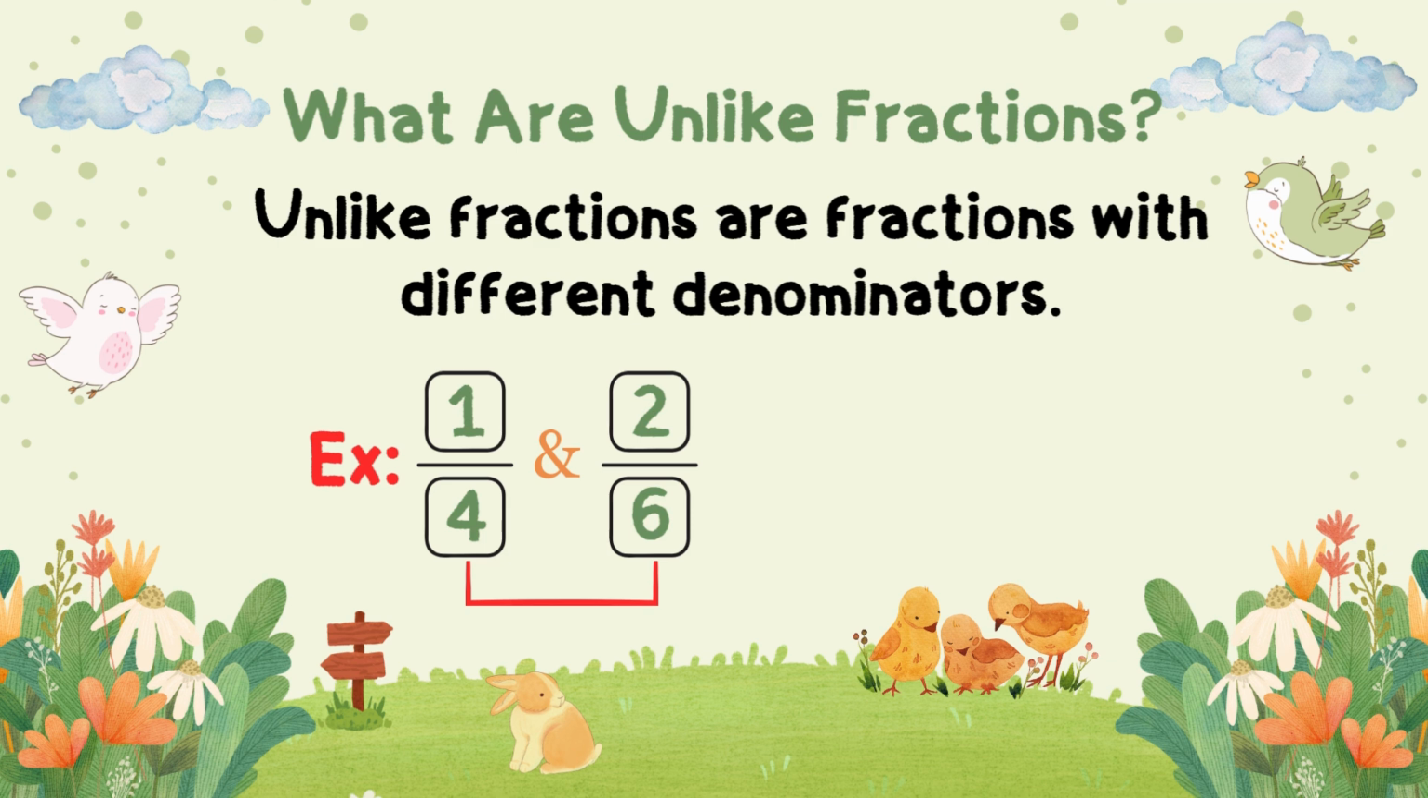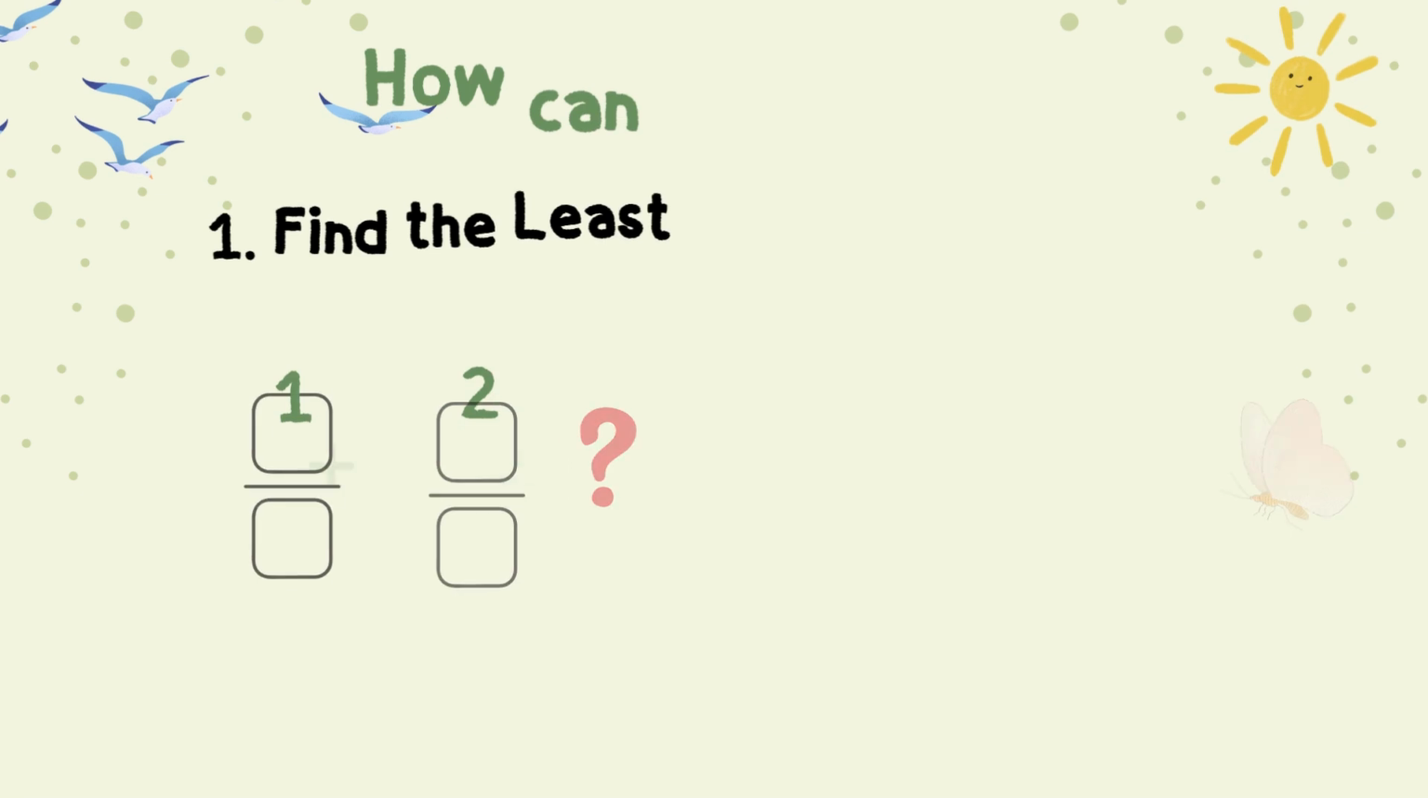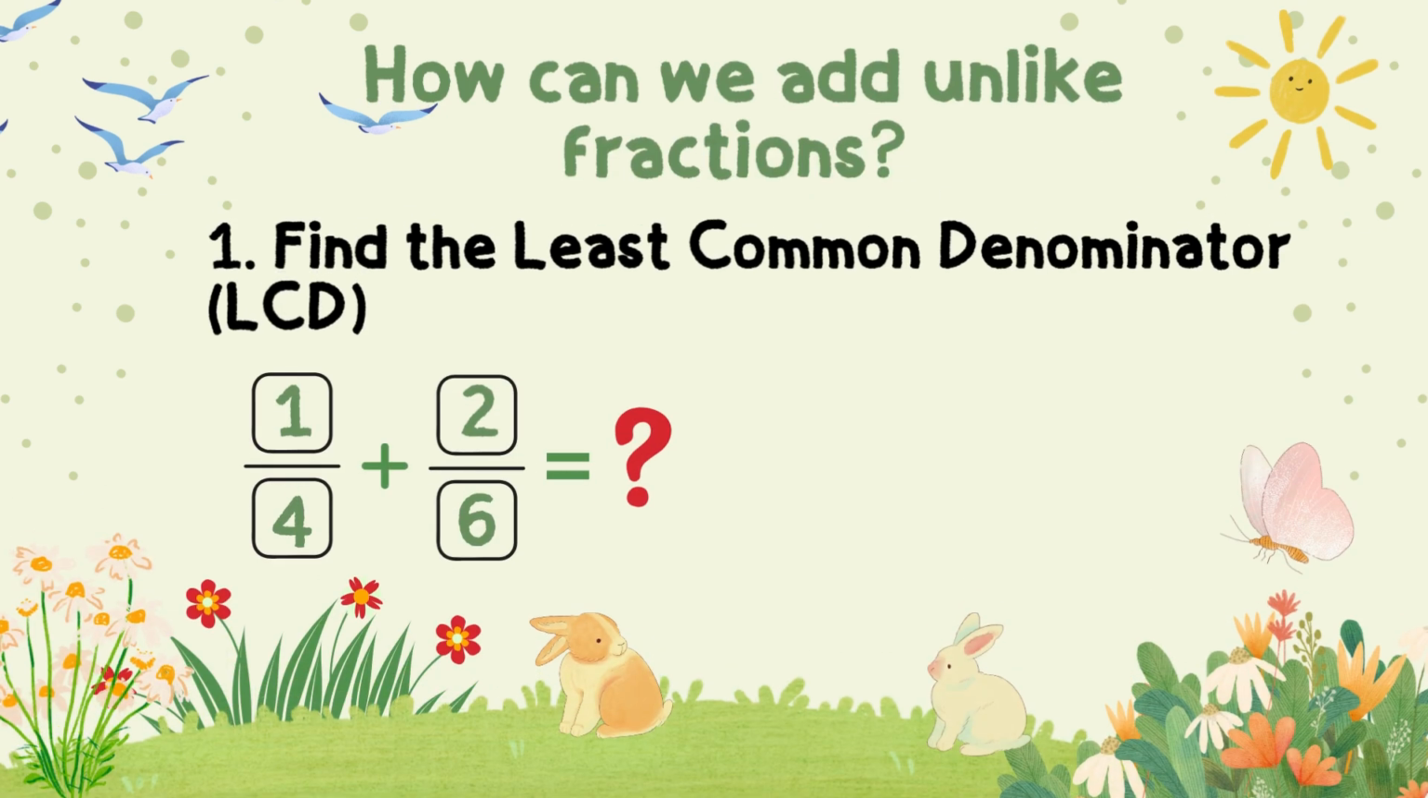For example, 1 out of 4 and 2 out of 6 have 4 and 6 as their denominators, which means they are unlike fractions. How can we add unlike fractions? Let's break it down step by step. First, you need to find the least common denominator, which is the smallest number that both denominators can divide into.